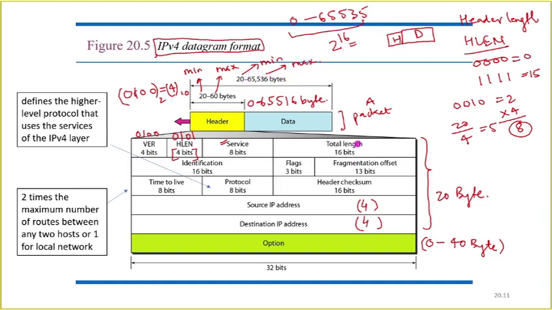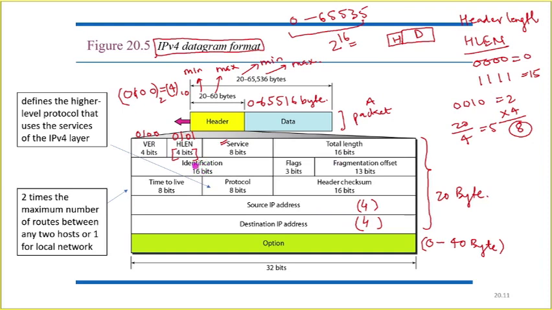So total length of the header as well as the data is going to be indicated by 2 to the power 16. Okay, so these points will be helpful once we understand some of the numerical questions. These points will help identify what is the size of the header and what is the size of the data. So total length indicates the total length of header as well as the data.